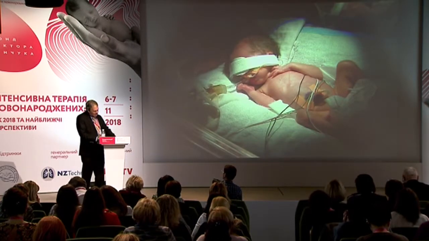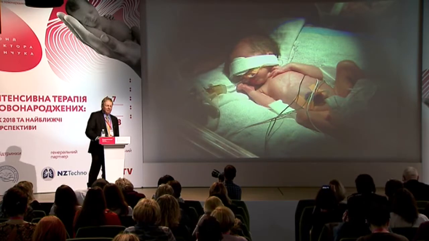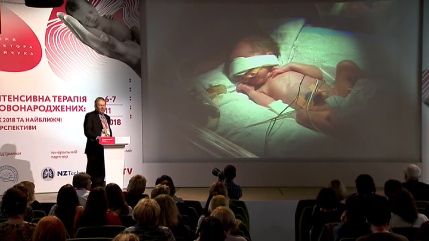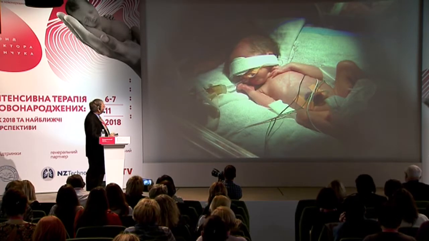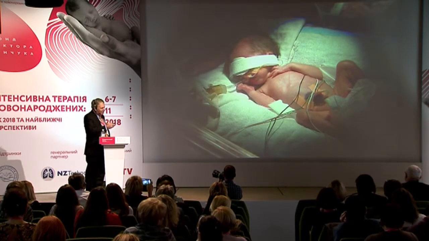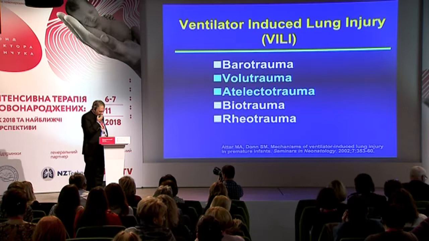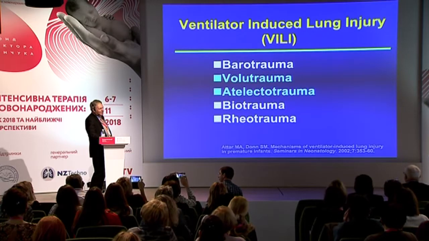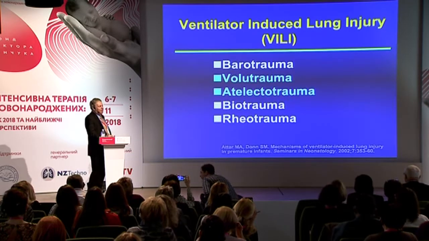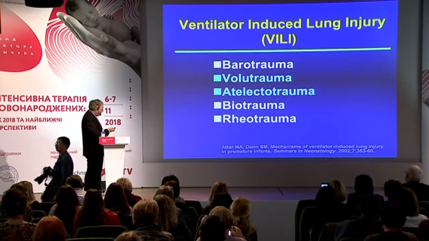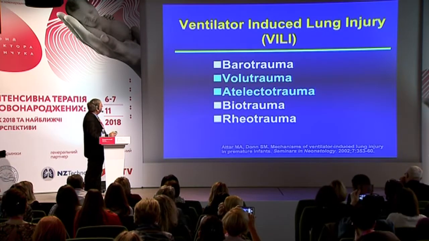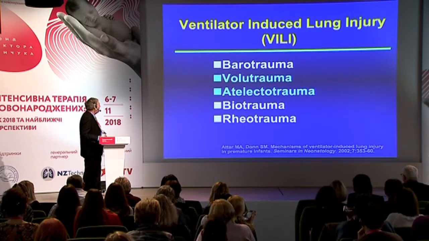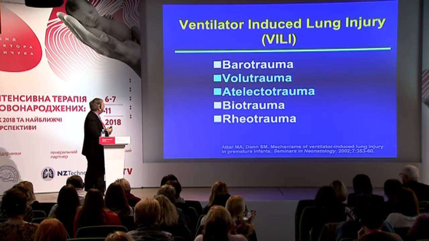Now, this is, again, a site that's familiar to everybody in this room. It's a small premature baby with respiratory distress syndrome and respiratory failure who requires mechanical ventilation. And over the years, we've come to recognize that there are significant risks associated with both mechanical ventilation and, as you just heard, the use of supplemental oxygen therapy. And these include barotrauma, volutrauma, atelectotrauma, biotrauma, and rheotrauma, as I described it earlier.